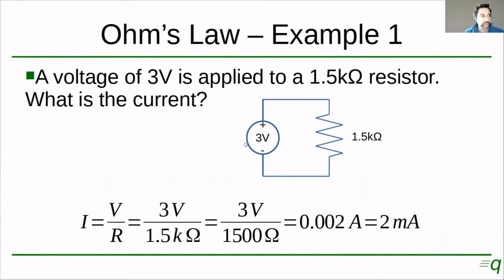Okay. So let's start with an example. We have a voltage of 3 volts, a DC supply, and it is applied to a 1.5 kilo ohm resistor. So what is the current flowing through the circuit? Current is voltage over resistance, so it's 3 volts divided by 1.5 kilo ohms, and that is 0.002 amps or 2 milliamps. Okay, simple enough, right?